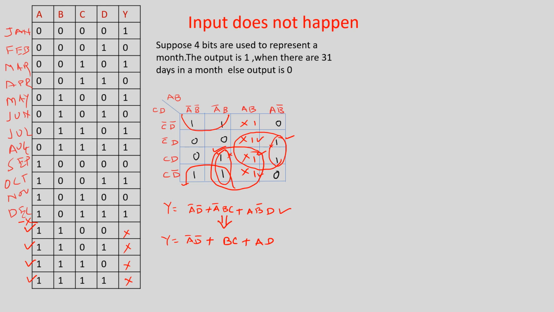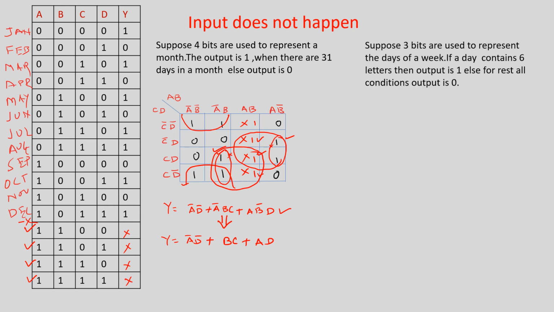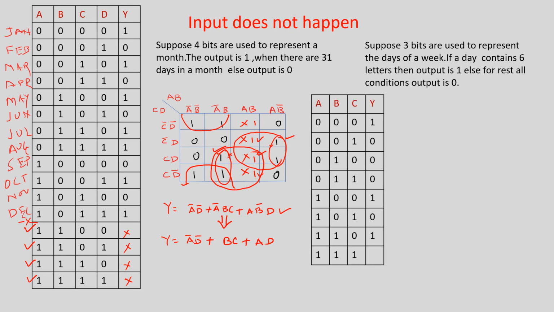Take one more example. Suppose 3 bits are used to represent the days of a week. If the day contains 6 letters, then the output is 1; else for all the rest, the output is 0. So this is my truth table and these are my days, Monday to Sunday. Monday has 6 letters, Friday has 6 letters, and Sunday has 6 letters, so the output is 1 for them, and for other days the output is 0. Now again see, this condition is not going to happen, so the output for this condition is don't care.